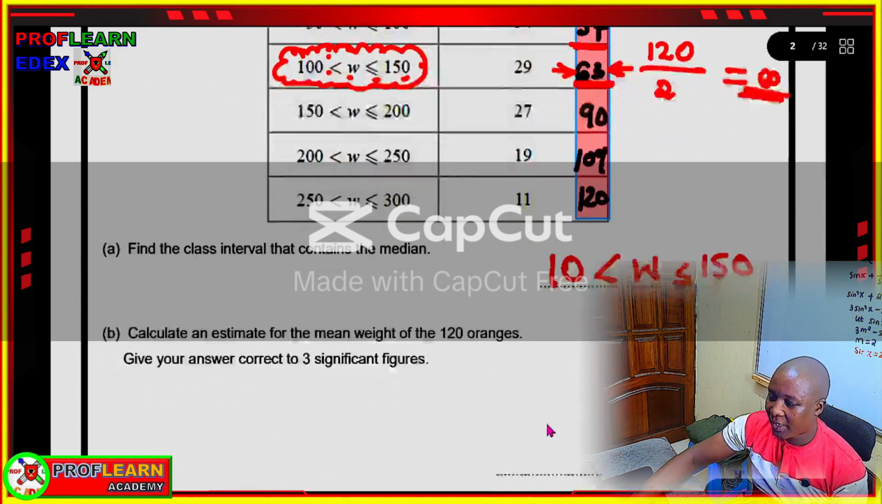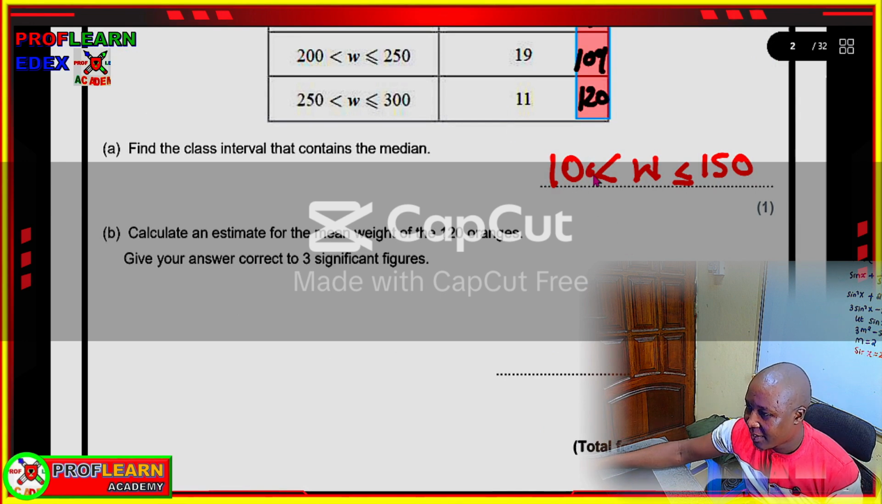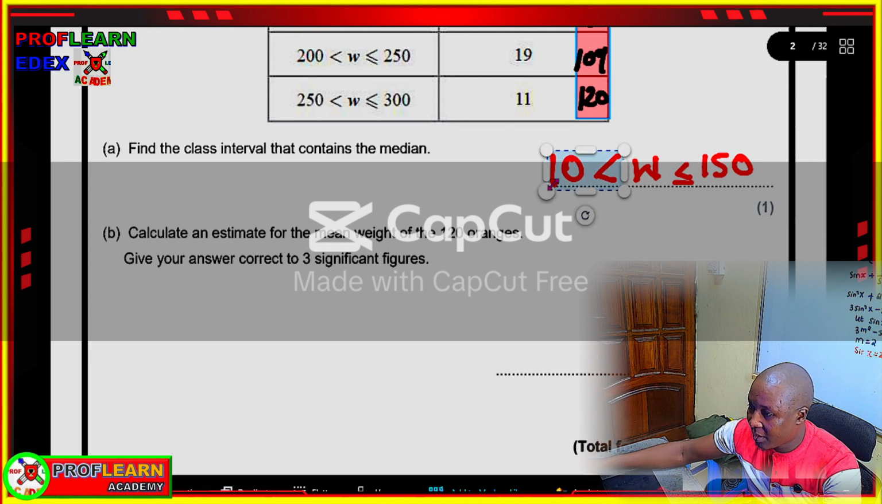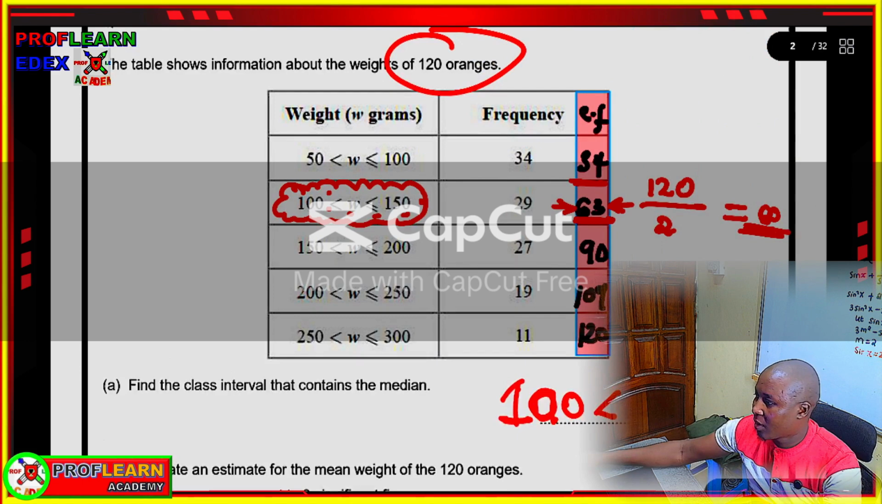So we shall identify that class as W greater than 100. I need to write properly here. This is basically, it should be 100 and 150. So the class that we are talking about is this class that we have here.